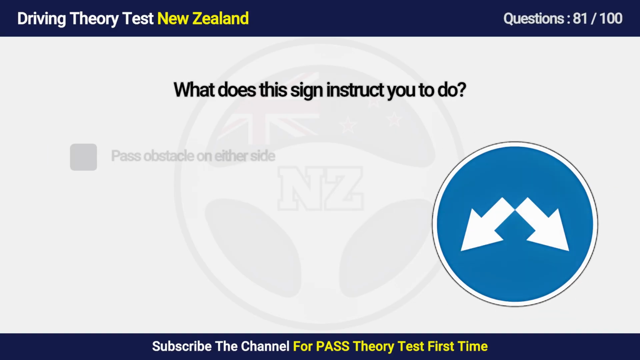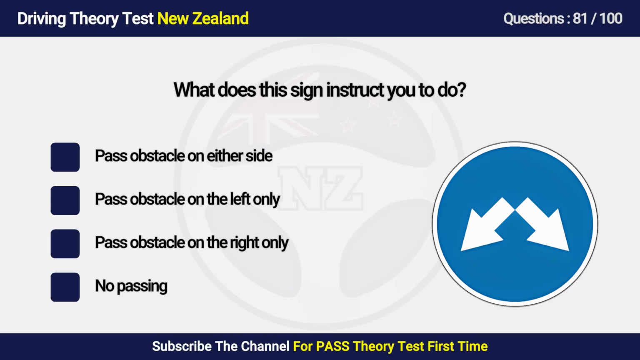Question 81. What does this sign instruct you to do? A. Pass obstacle on either side. B. Pass obstacle on the left only. C. Pass obstacle on the right only. D. No passing.